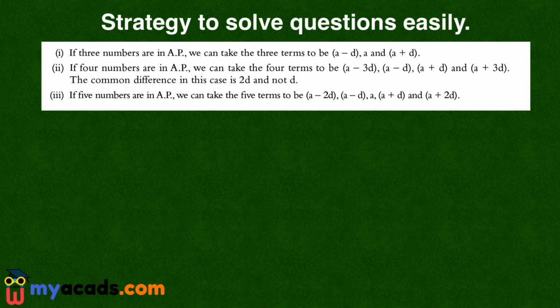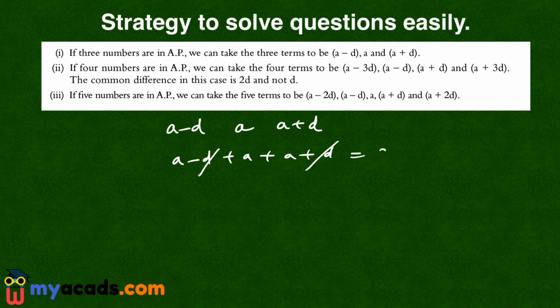Now if a question says that there are 3 numbers which are in AP, then I should take those 3 numbers as a minus d, a, and a plus d. This is because when I take the sum of these 3 numbers, my d will cancel out. It will become 3a. Here the common difference is d.